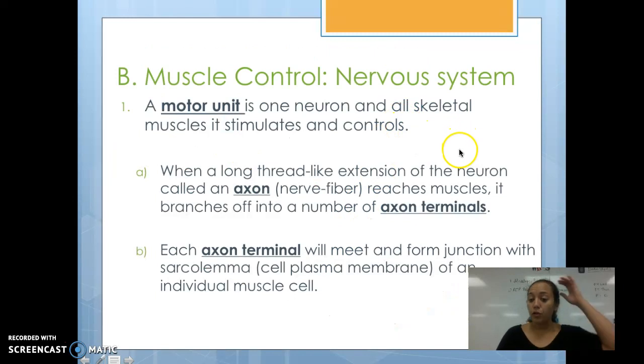So a motor unit is one neuron and all the skeletal muscle fibers it stimulates and controls. When a long thread-like extension of the neuron called an axon reaches muscles, it branches off into a number of axon terminals. Each axon terminal will meet and form a junction with the sarcolemma, remember that's your plasma membrane, of each individual cell.